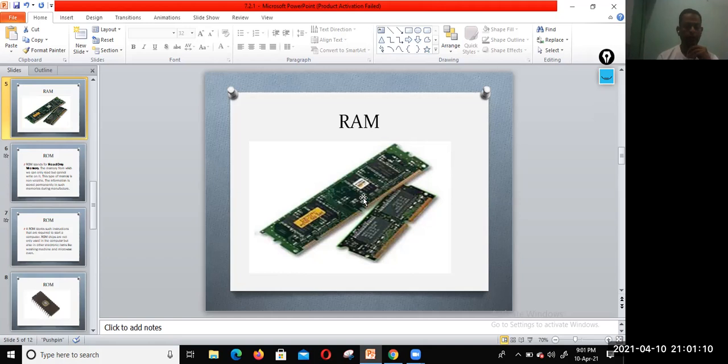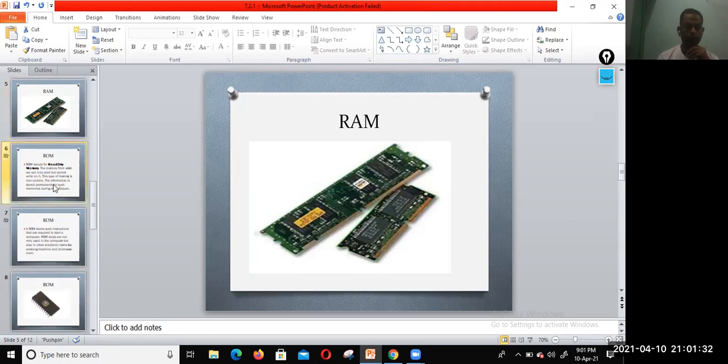We can access RAM randomly at any time, and we lose all our data once the computer is switched off. So RAM is called volatile memory. Data is temporarily stored in the RAM till it is saved to the hard disk.